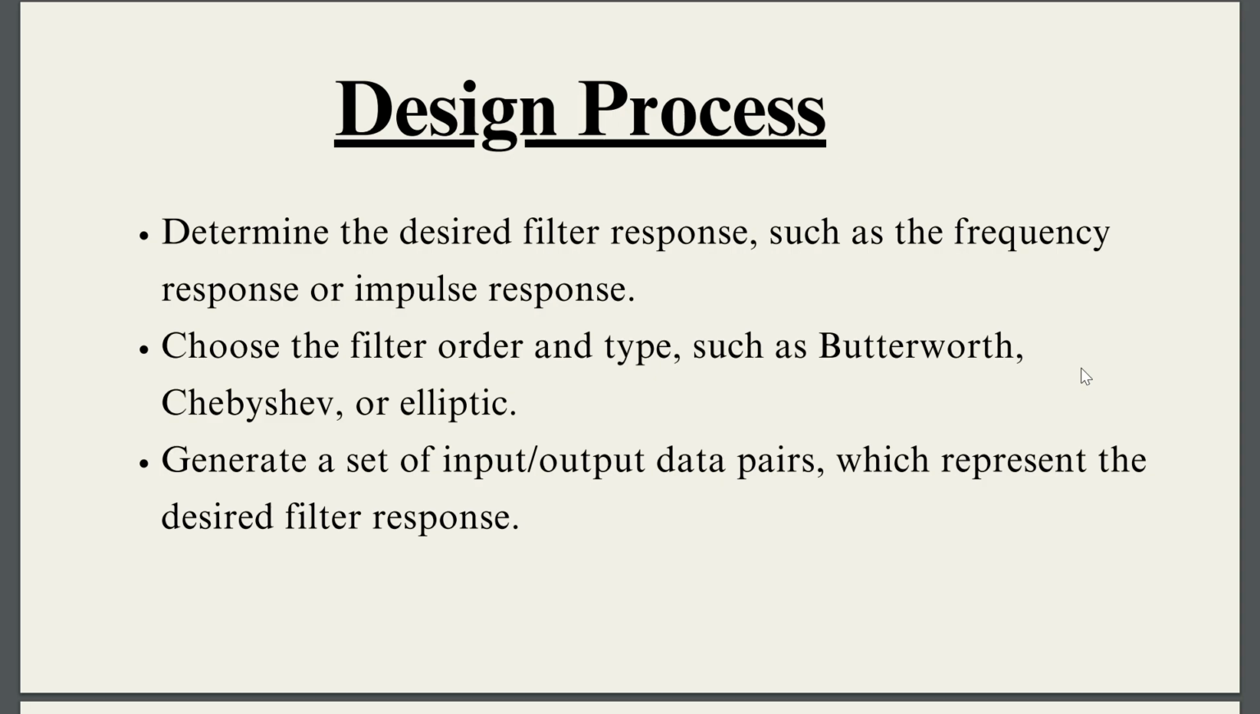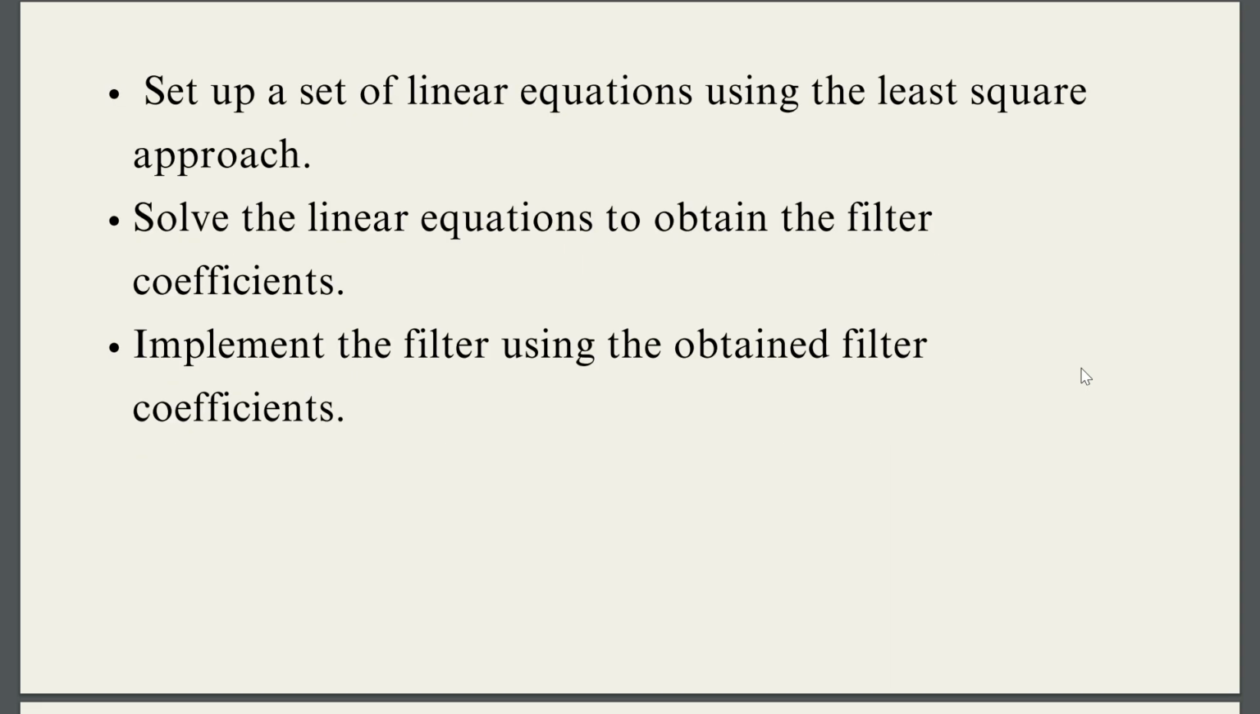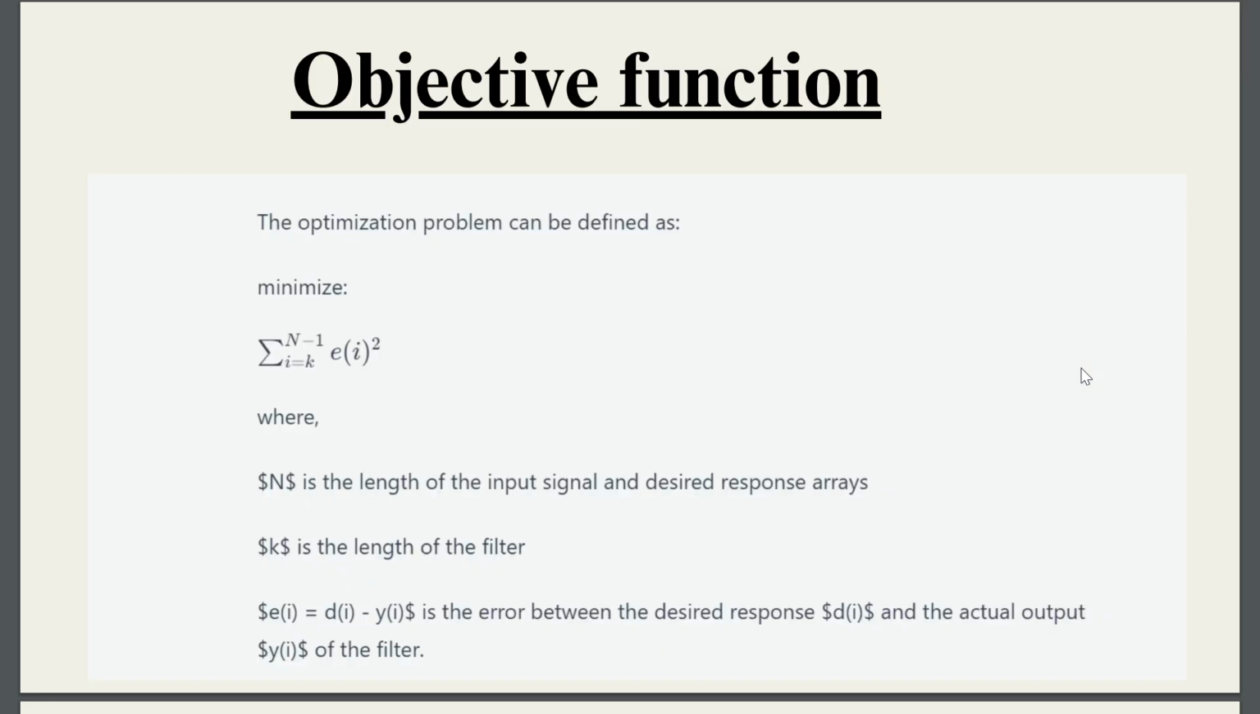For designing digital filter, first we will determine what is the desired filter response we want, like it could be frequency response or impulse response. Then we will choose the filter order and what is the type of filter which we want to design, like Butterworth, Chebyshev or elliptic. Then we will generate a set of input-output data pairs which will represent the desired filter response. We will be setting some linear equations using the least square approach, and after solving those linear equations, we will obtain the filter coefficients. And using those filter coefficients, we will implement the filter.